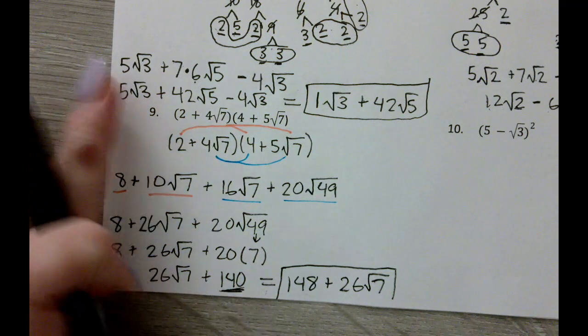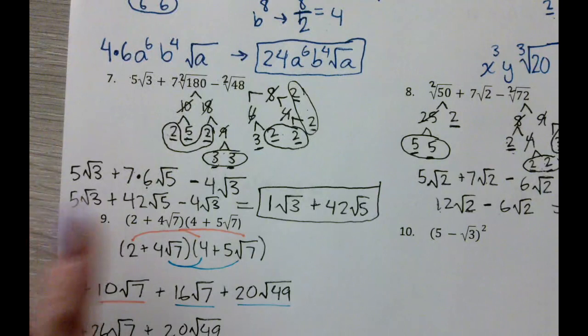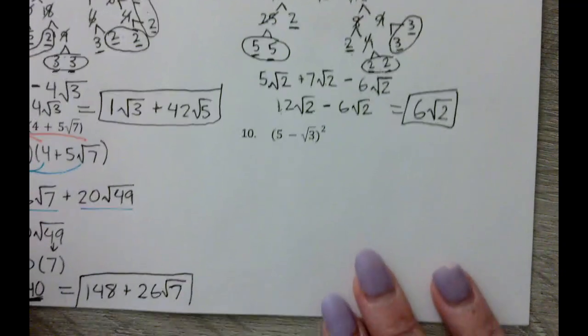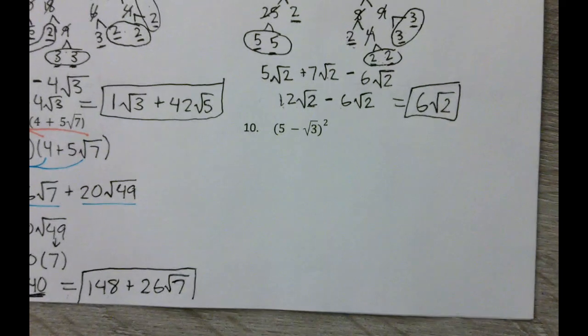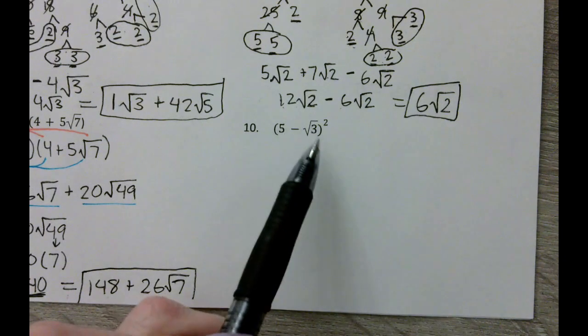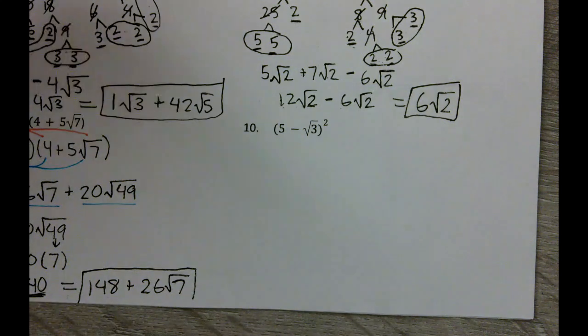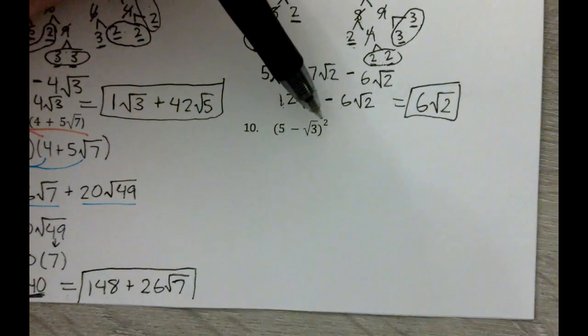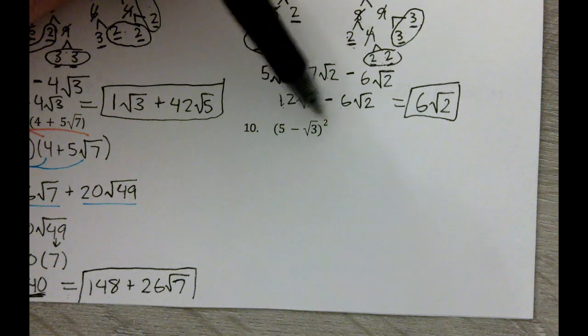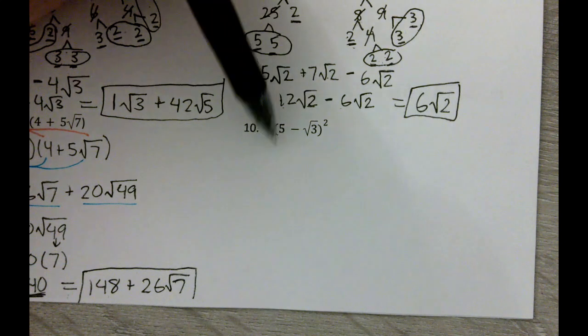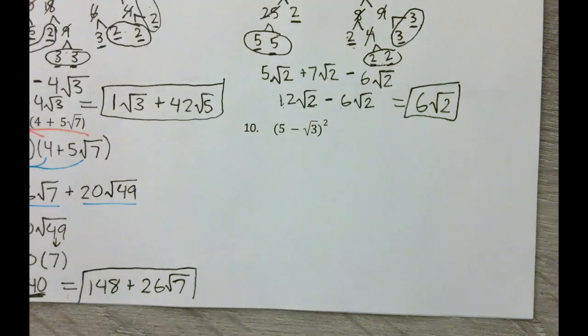Number 10. Be very careful on these problems. 5 minus the square root of 3, squared. A lot of students, most students, are just going to take this squared and they're going to give it to both numbers. They'll do, oh, that's 25, oh, that's 3, and I'm done.